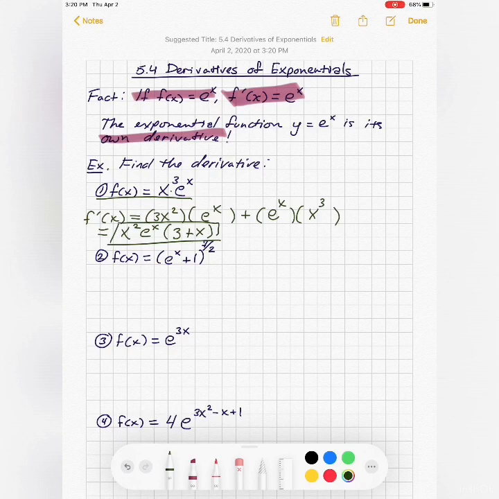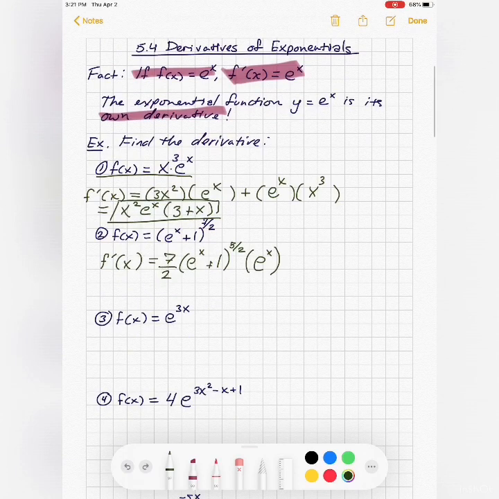Okay, what about this next one? So this looks like a chain rule problem. So derivative of the outside, 7/2 e to the x plus 1, 7/2 minus 1 is 5/2, times the derivative of the inside. Well, that would just be e to the x. I guess that's an easy one.